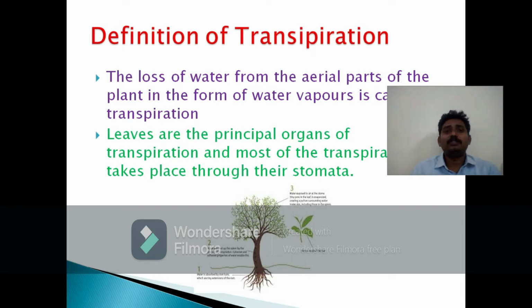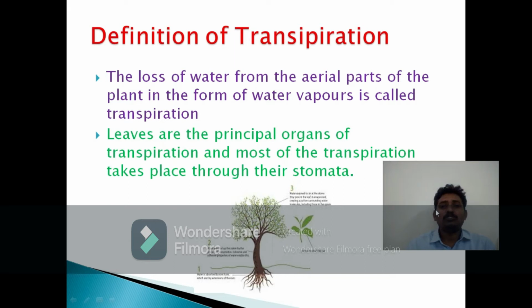Transpiration means the loss of water from the aerial parts of the plant in the form of water vapor. So transpiration is the loss of water from the aerial parts of the plant. The aerial parts may be the stem, the leaf, or the lenticels. Here the leaves are the principal organs of transpiration. Most of the transpiration takes place through the stomata present on the leaves. Okay, this is about transpiration.